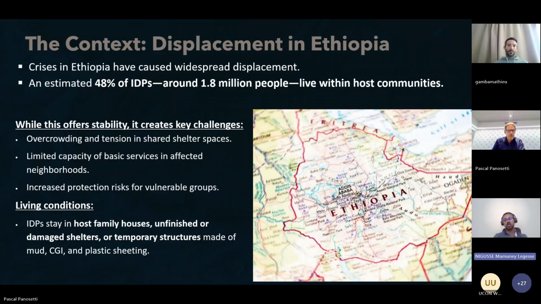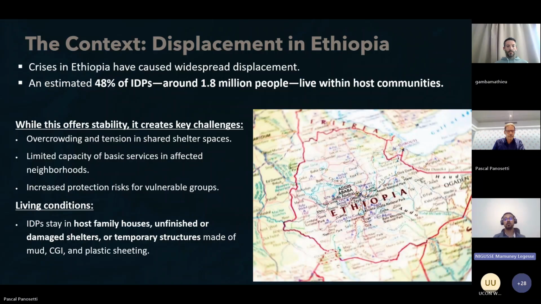So a little bit of context from the displacement. The crisis in Ethiopia, be it the conflict or the disasters, floods, earthquakes, and landslides, have caused widespread displacements over the years. And when we see the settlement types, we have quite a significant number of IDPs who are living within the host community. Basically, 48% of the estimated IDPs live within the host communities. And this has its own challenges and opportunities, of course.